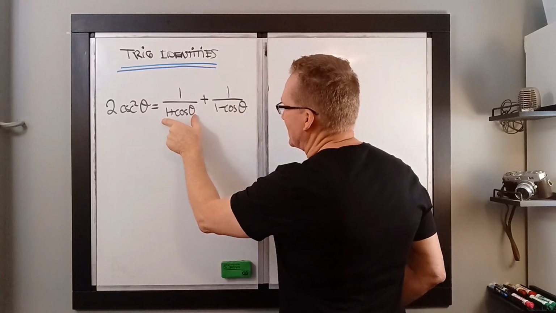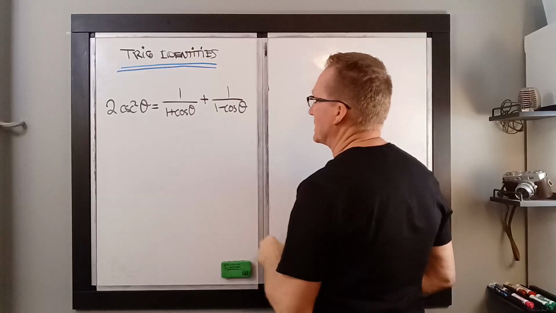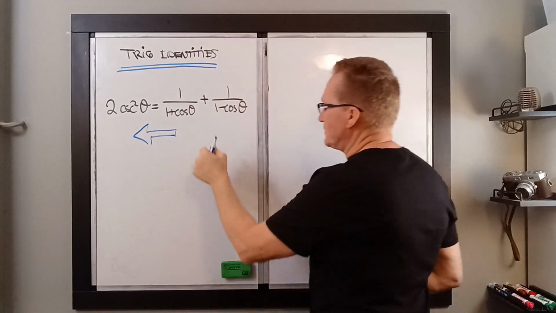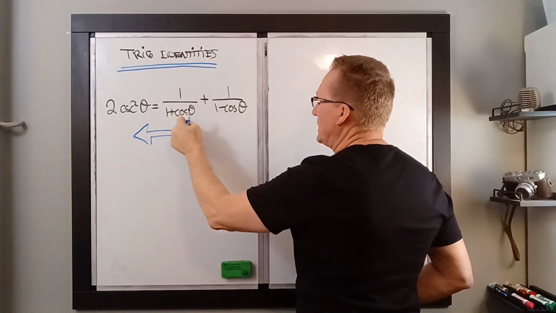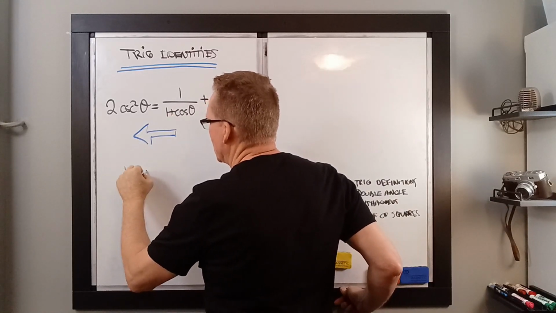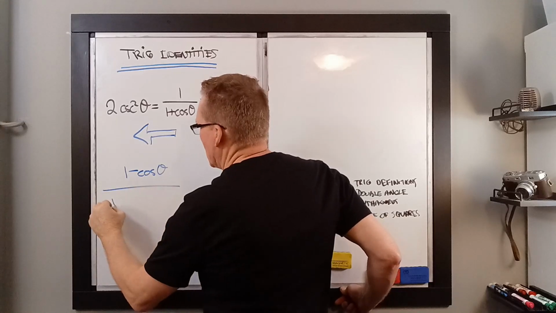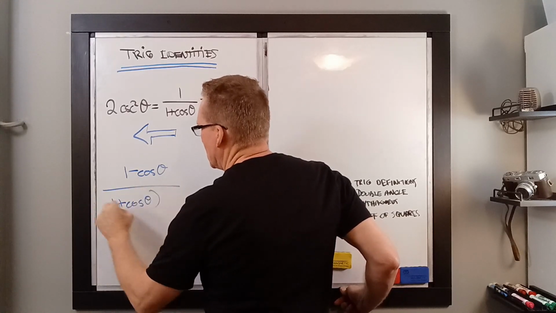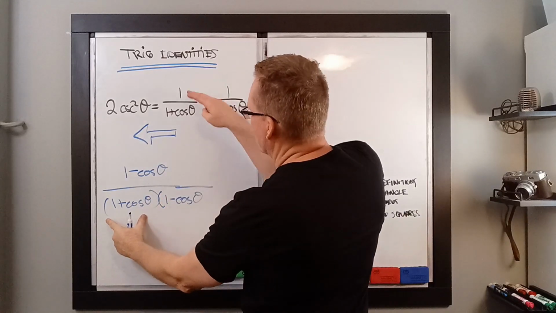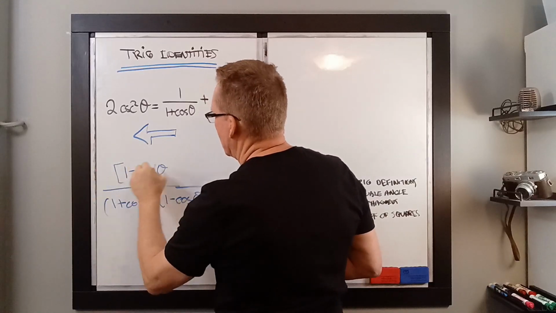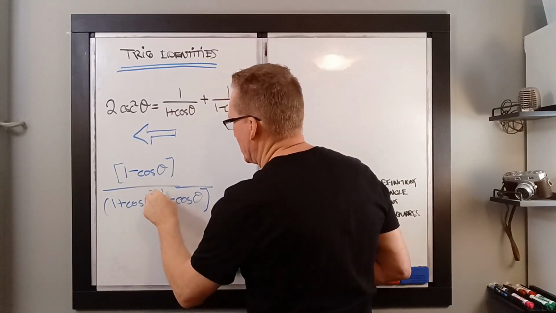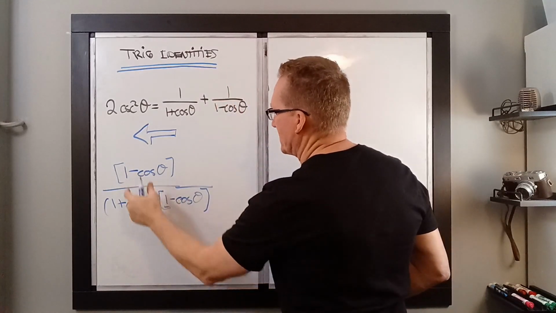Let's try something here. Let's take the right-hand side and see if we can create the left-hand side from it, so we're going to work in this direction. Let's take each of these terms and create the same denominator for them. For the first term, it would be 1 minus cos theta all over 1 plus cos theta, times 1 minus cos theta. What we started off with is just 1 over 1 plus cos theta, and I multiplied top and bottom by the part in the square brackets.